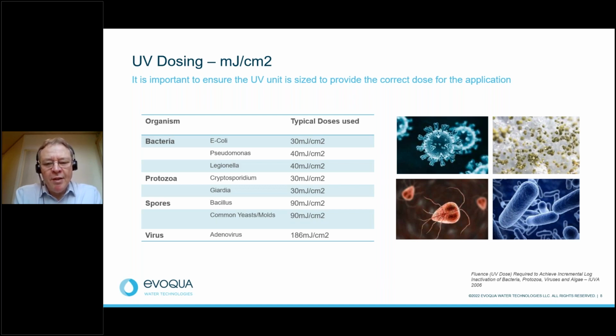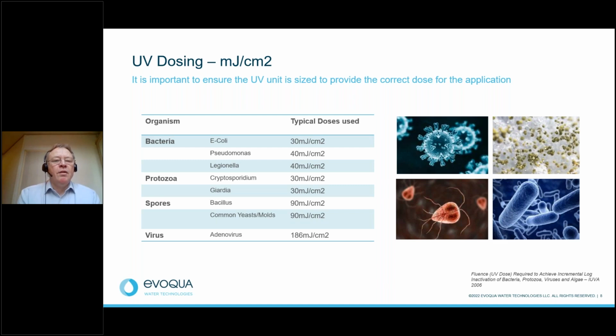Occasionally you may see the term fluence, and that is actually the correct term for dose. So UV dose is more the industry norm. We all understand the term dose. It's intensity times time, very similar to the CT on the chemicals, but technically the correct term is fluence, which you may see from time to time.